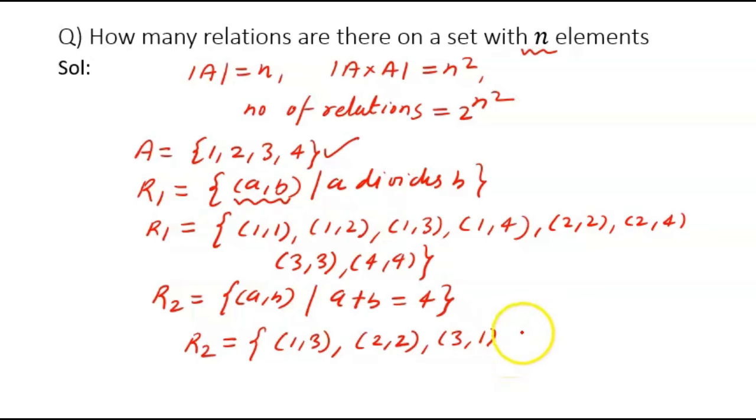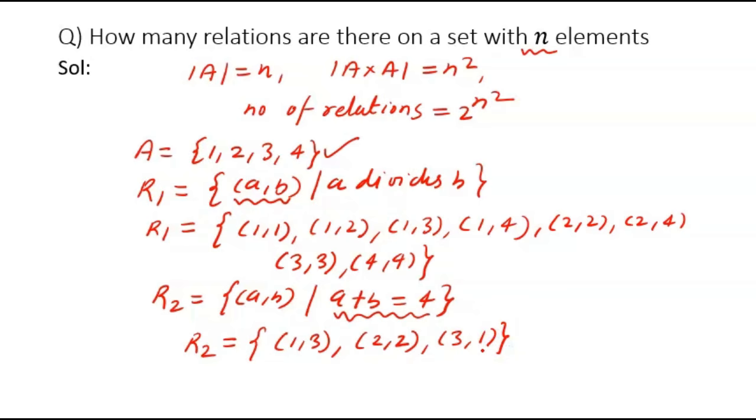Like if I take 4, then I can't take any other element, because 4 plus anything will be more than 4. We want only those ordered pairs which satisfy this characteristic that A plus B should be equal to 4.